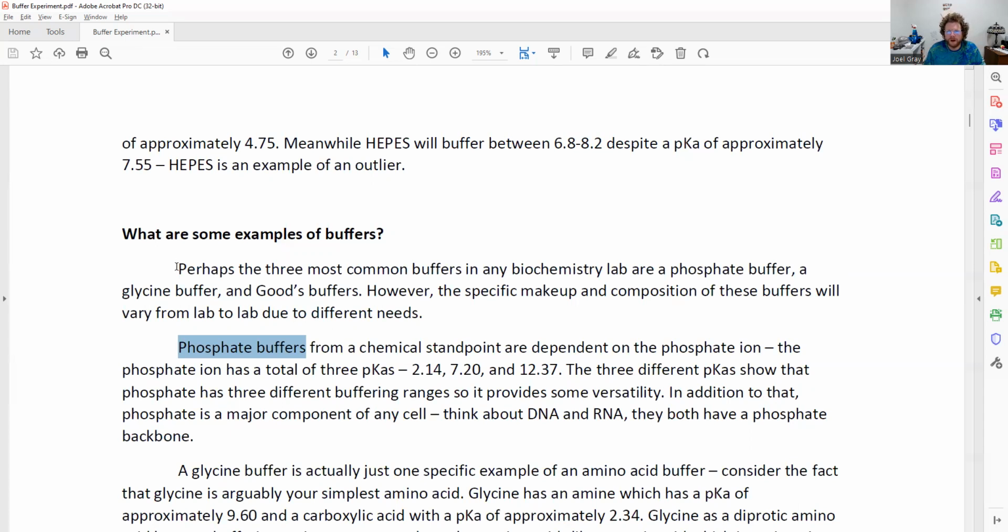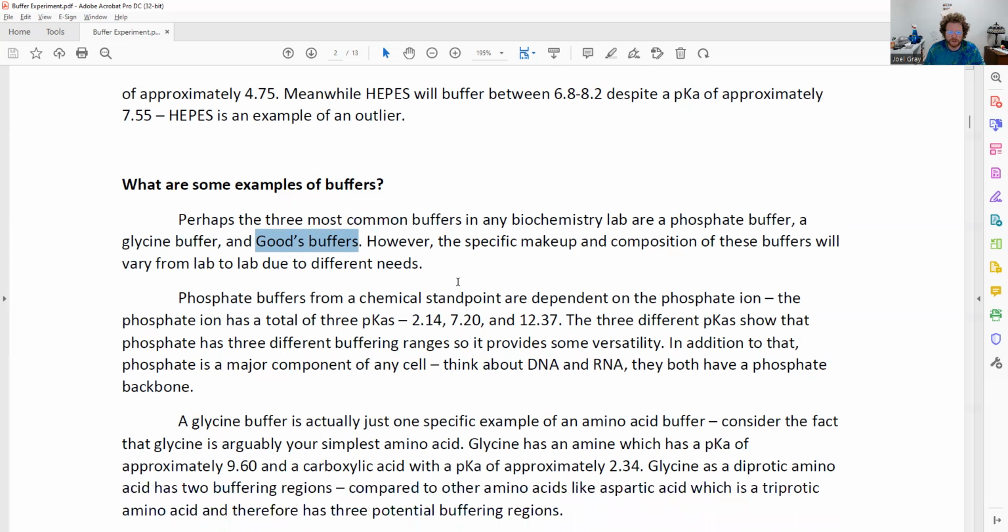Now, whenever it comes to the list of buffers for a biochemistry lab or in a biological system, there's a list of buffers known as Good's buffers. These are named after, I think it's Norman Good. I can't remember his exact first name.